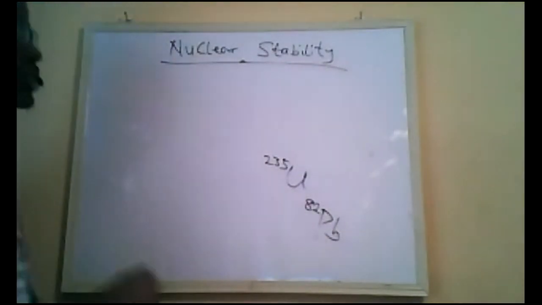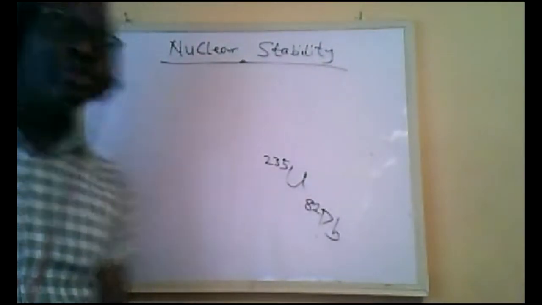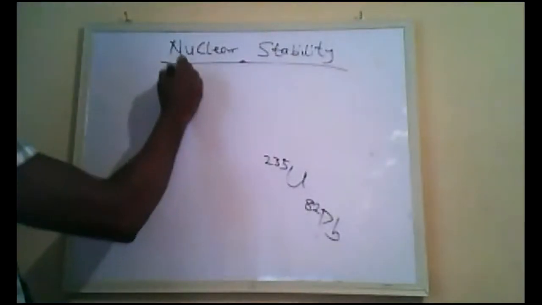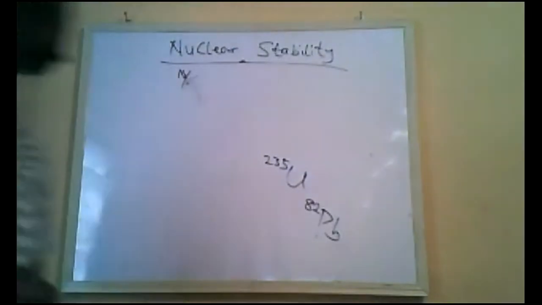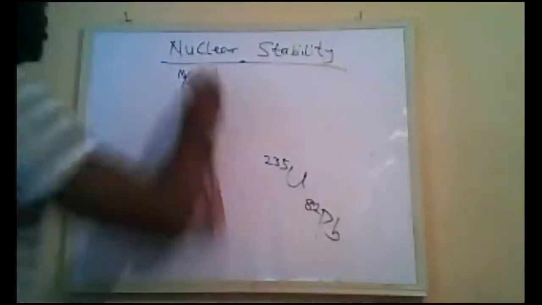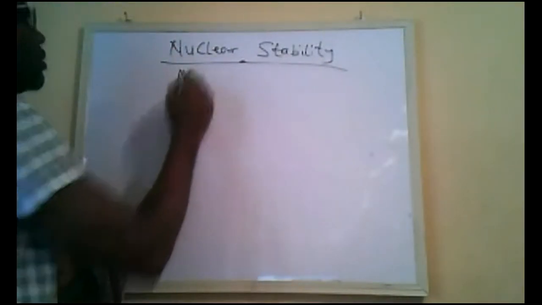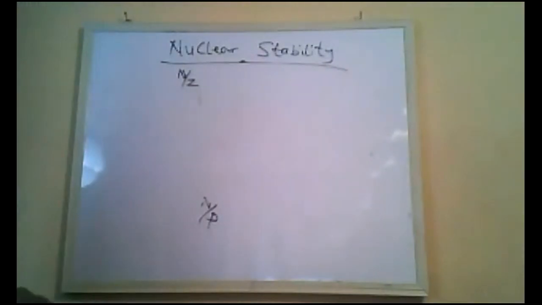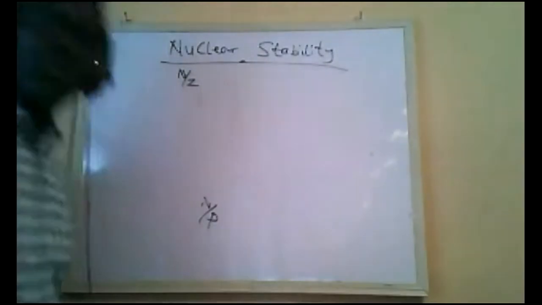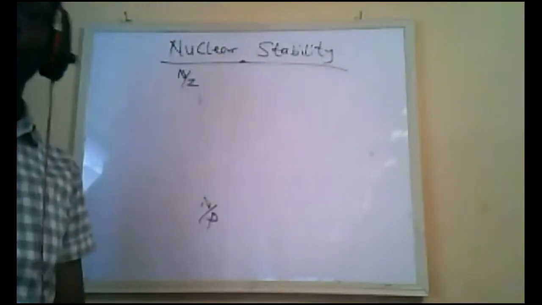The major key that tells us which nuclide is going to be stable and which one is not going to be stable is the N/Z ratio, the neutron-proton ratio. I wanted to use N over P, which is the same thing. Z represents the proton number. So the neutron-proton ratio of any atom is going to tell us whether the atom is going to be stable or not.